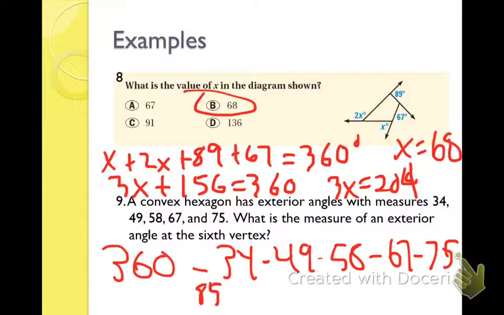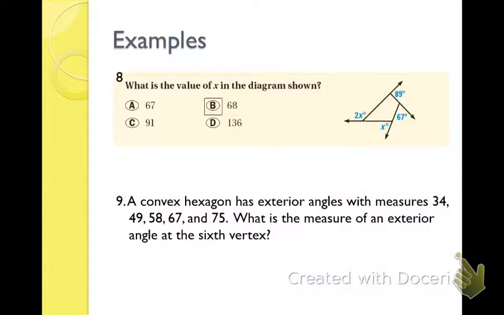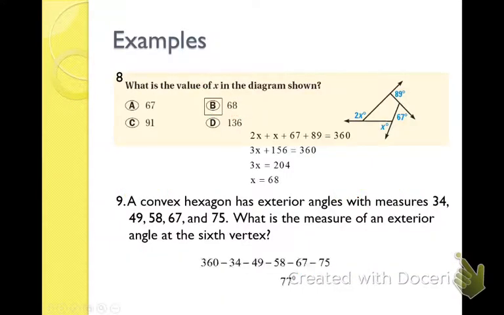All right, any questions? No questions. Okay. Oh, should have been 77. Calculation error there. Should be 77.